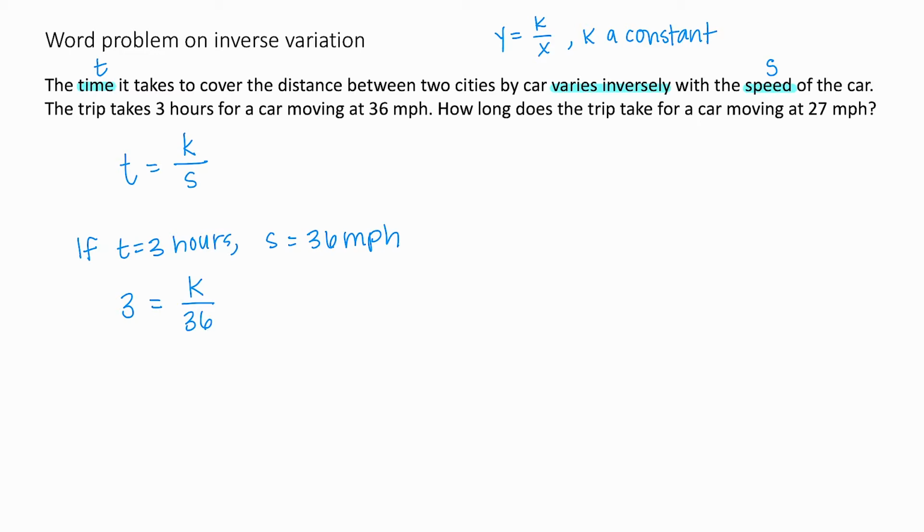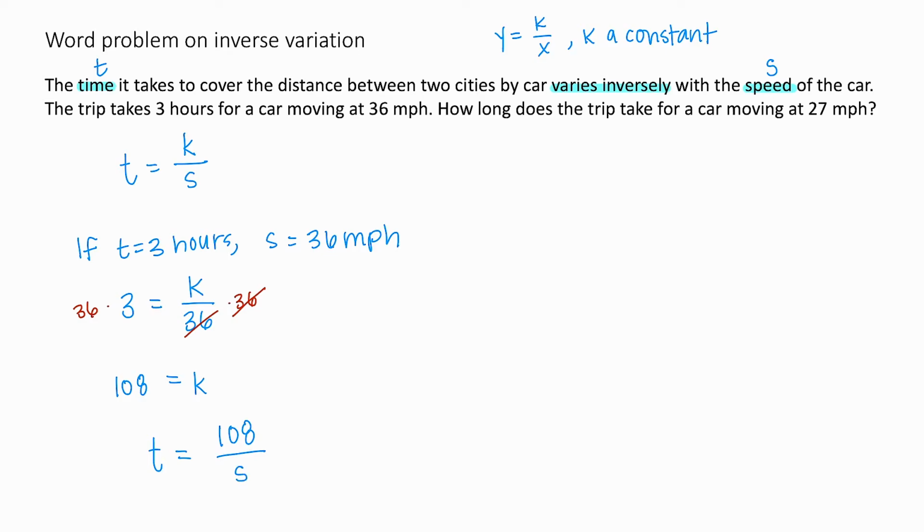Now we'll solve for k. We can do that by multiplying both sides times that 36 to clear out that denominator. That will cancel here and cancel here. That gives us that k equals 36 times 3. We can quickly put that in our calculator and we would get 108. So what that tells me is that my equation for this situation, for these cars, is time equals k, which I've just found to be 108, divided by s.